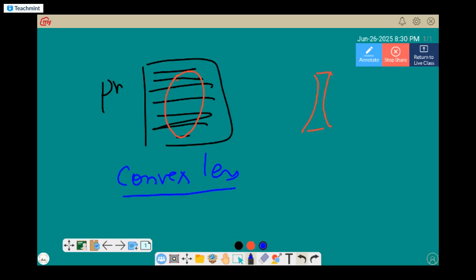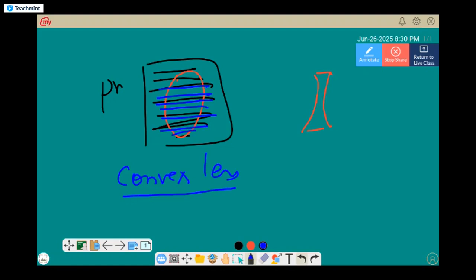Yes, Adit. I'm sorry, what was your question again? If you use a convex lens, how will you see the letters which are printed on the page? Okay, Anushka. Ma'am, it will be bigger. Correct.